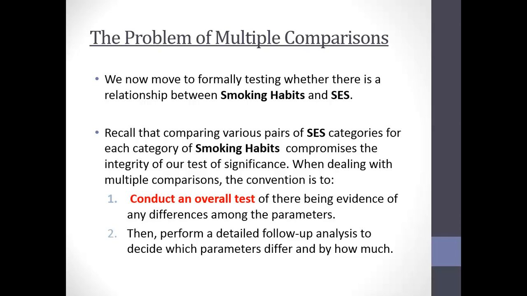When you're doing lots of comparisons, so if I compared cell 1 with cell 2 and cell 1 with cell 3 in that table and did a bunch of those things, that's kind of bad. What it says here is it compromises the integrity. So you don't want to do lots and lots of tests because that's going to be a big mess. The convention is that we want to do an overall test of there being evidence of some relationship between these variables, and then you can go on to do a follow-up analysis to see which parameters or which groups are actually different and by how much.